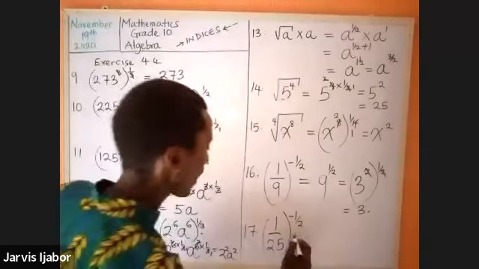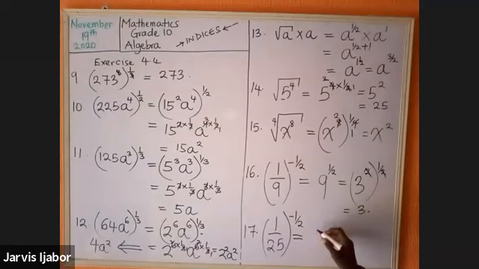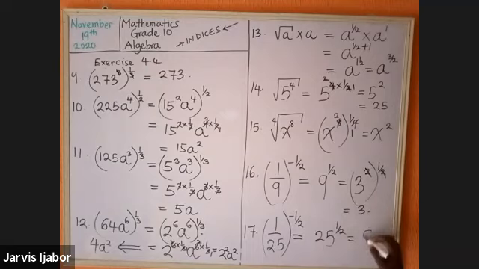So now we go back to our problem. Notice that it will turn this one, and that will give me what? 25 raised to the power of half. What is 25? That is 5 raised to the power of 2, all raised to the power of what? Half. And your final answer becomes what? 5.